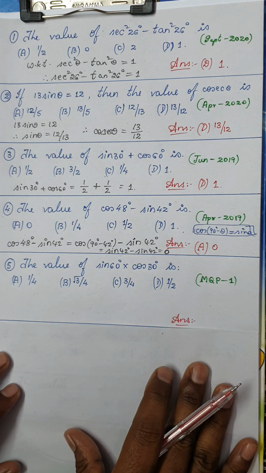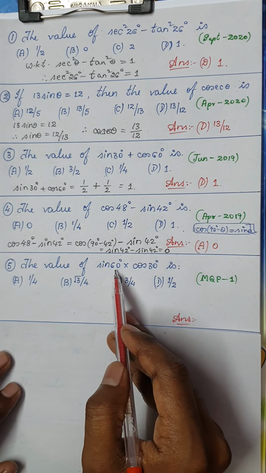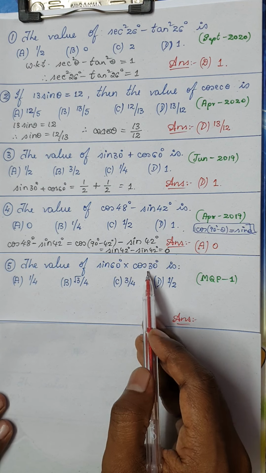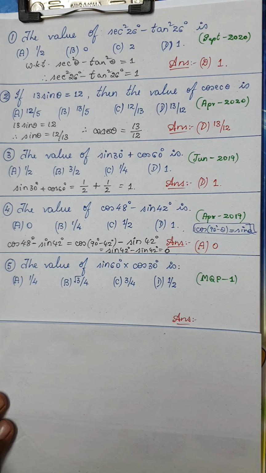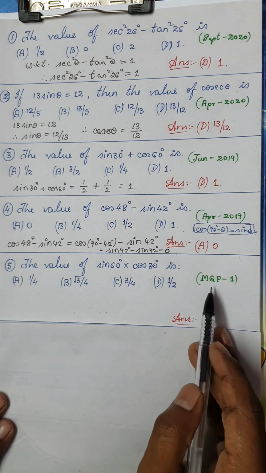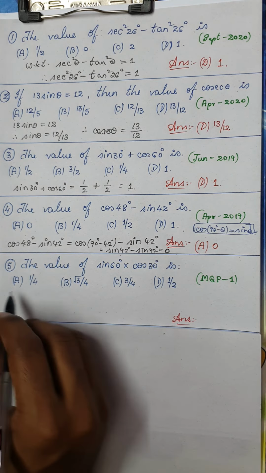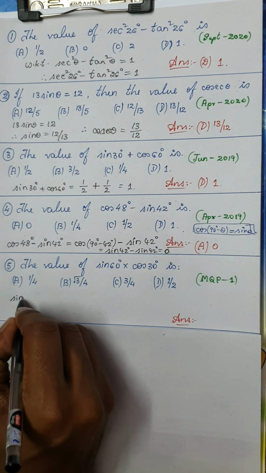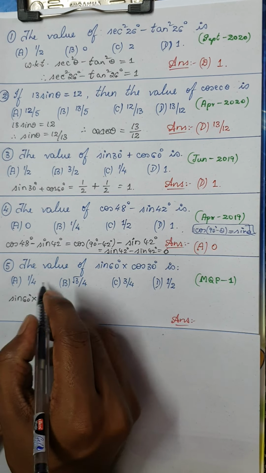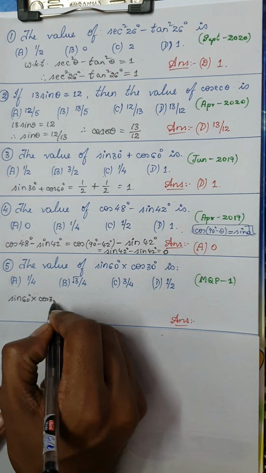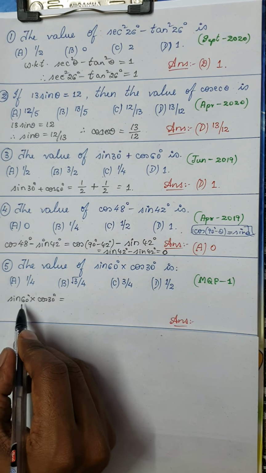So question number 5 is: the value of sine 60 degrees into cos 30 degrees is. Okay, you can see this question in model question paper 1 given by the board. Therefore, just look here, sine 60 degrees into cos 30 degrees is equal to, what is sine 60?